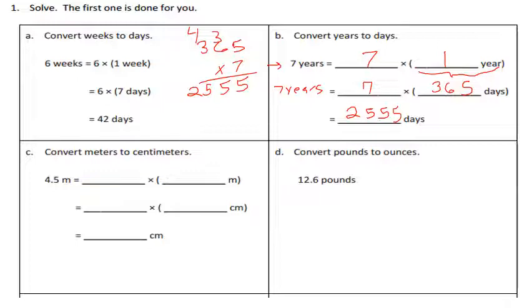Now if we wanted to estimate this, we take 365 is closer to 400. So 4 times 7 would be 28, plus 20 would be 2,800. Now we round it up, so that makes it reasonable that our answer would actually be a little less than that.